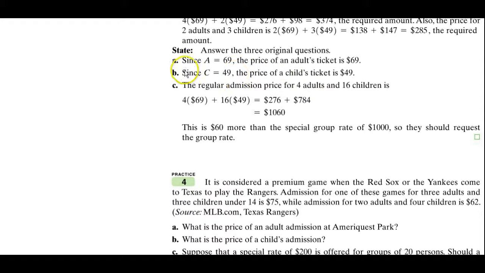Now, if they did it regularly, that would be 4 adults at 69, 16 children at 49. That would be $160. I'm sorry, $1,060. So, by using the special group rate of 1,000, they would save $60. So, it would be a good idea to use the group rate.